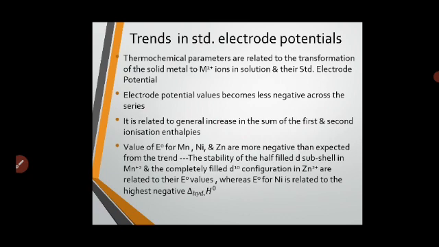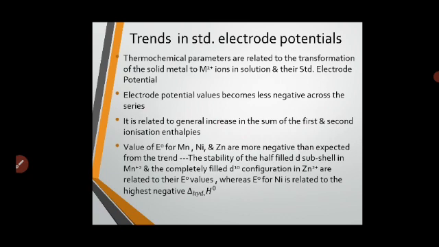Now it is related to the general increase in the sum of first and second ionization enthalpies. So if you see here the sum of the first and second ionization enthalpies, you will come to know how the change goes on. But this variation is not similar, or it is not a gradual change. Somewhere it is increasing, somewhere the value becomes less negative, and somewhere it becomes more negative.